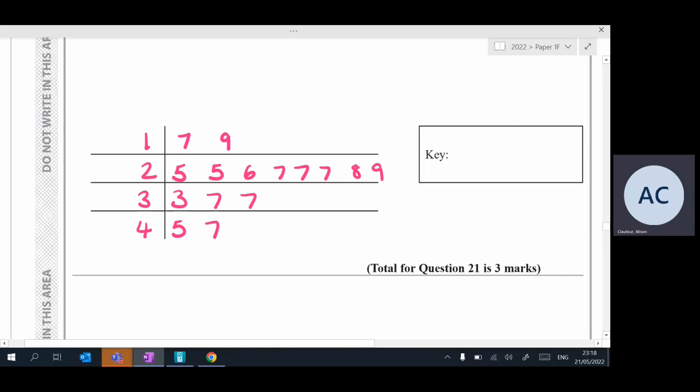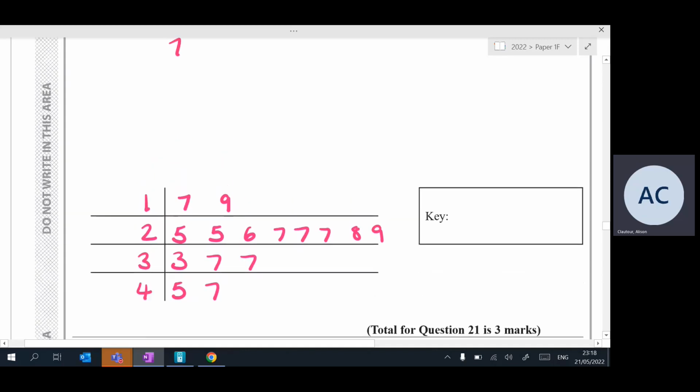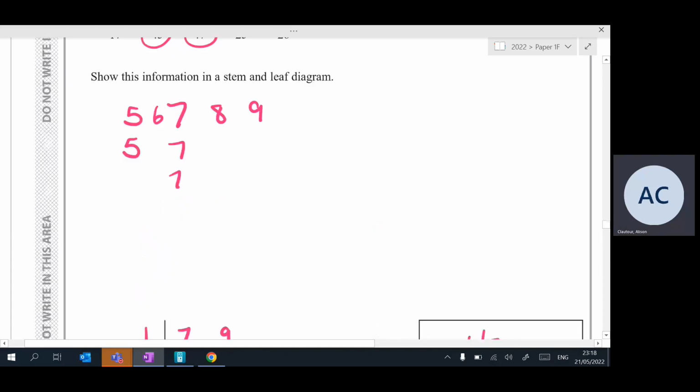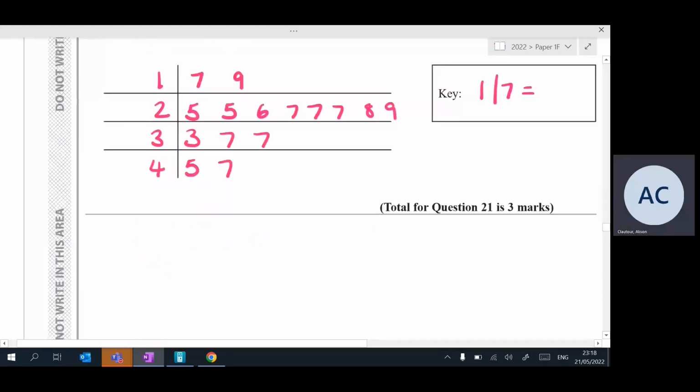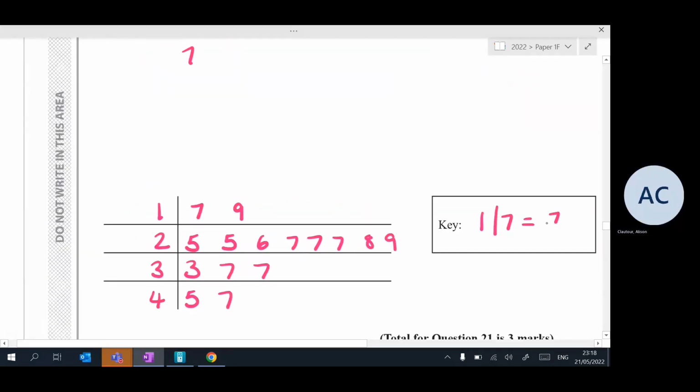So I should have 15. 1, 2, 3, 4, 5, 6, 7, 8, 9, 10, 13, 14, 15. Good. So my key is 1/7 is, okay, this is ages, so 17 years. Okay, make sure you put the units as well.